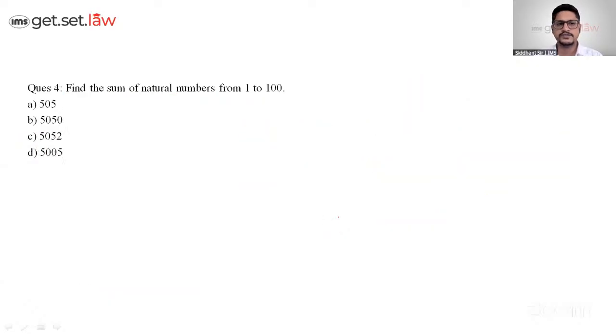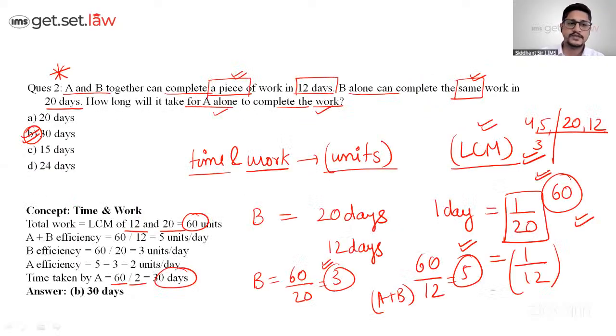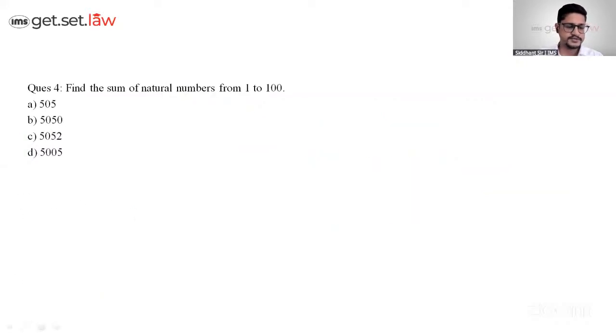Let's go to the next question. That is question number 4. Now, this is an interesting one. Okay. In the previous one, the concept was from profit and loss. And in the one before that, the concept was time and work. Okay. So remember these concepts. That's why I've just given it in the explanation. Okay. Got all? Perfect. Thank you so much.